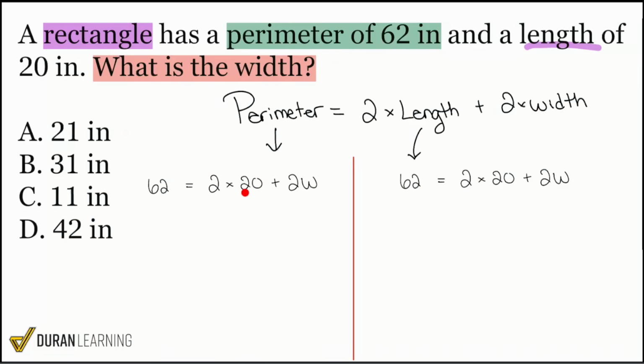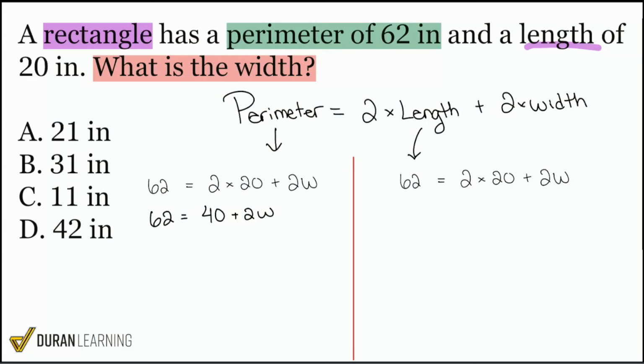Everybody, what's 2 times 20? What's that going to be? 2 times 20, yeah, that's 40. Okay, so we'll have 62 equals 40 plus 2W. And from here, everyone, it looks like we have the 2W, and then we have the 40. I'm going to want to get rid of that 40 first before I try to get rid of the 2, because when it comes to solving equations, again, you want to do the opposite of order of operations. You want to work backwards from the end.